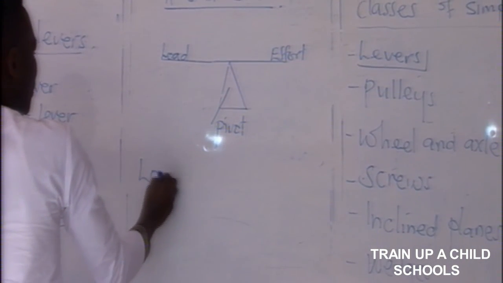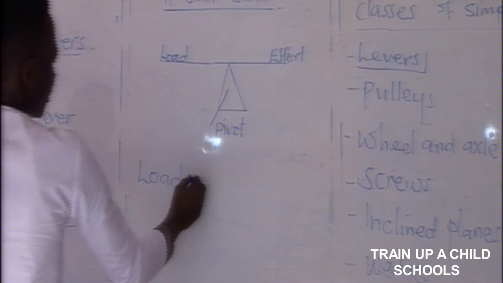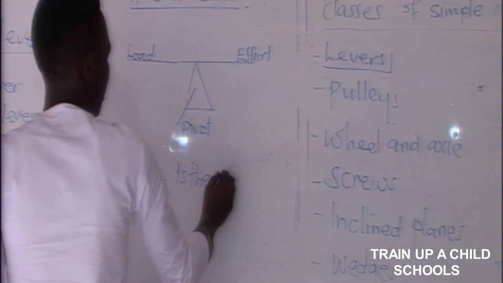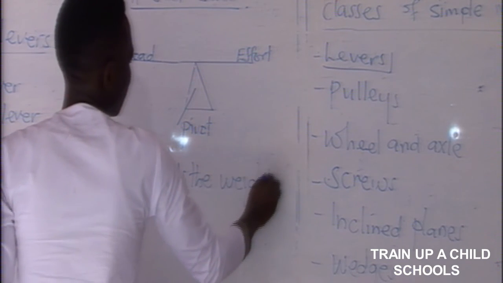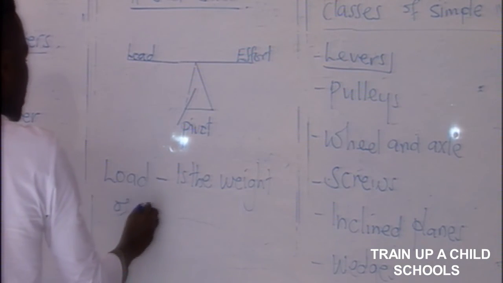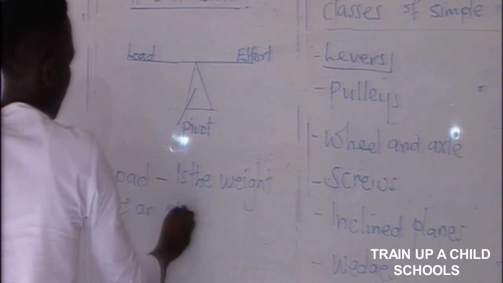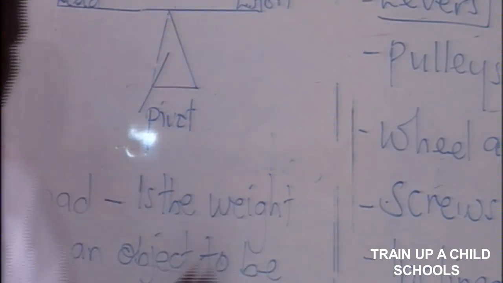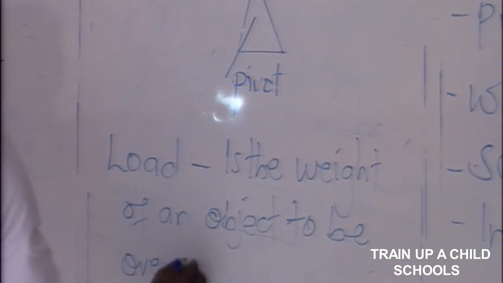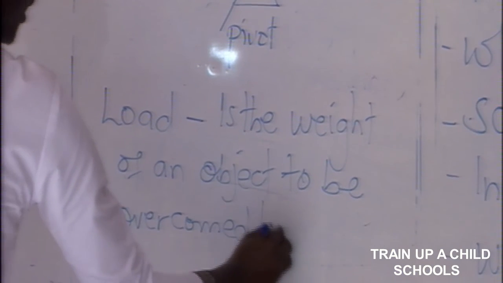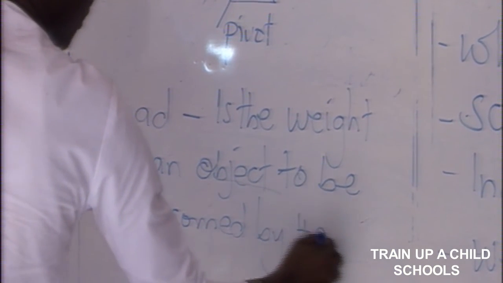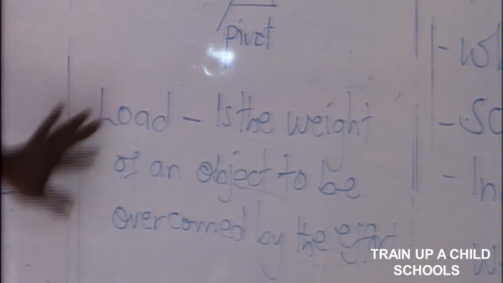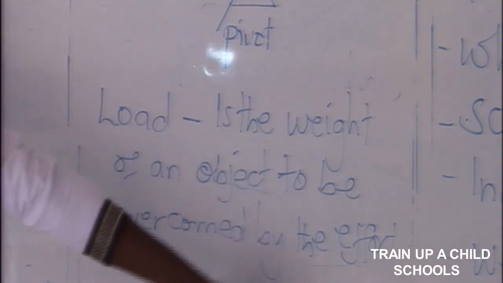One, we have the load. What's the load? The load is the weight of an object to be overcome by the effort. So basically that's what the load is. The load is the weight of an object to be overcome by the effort.